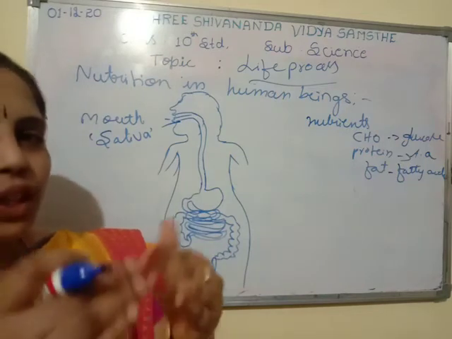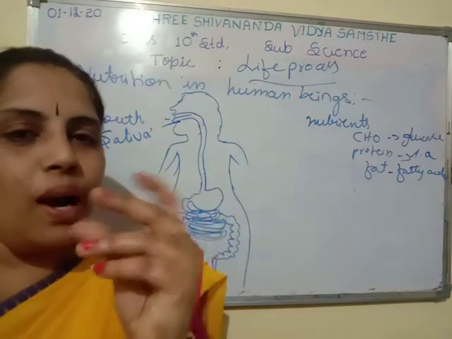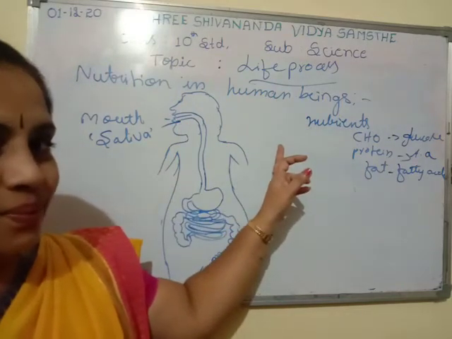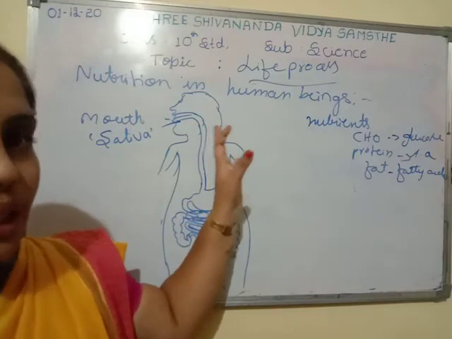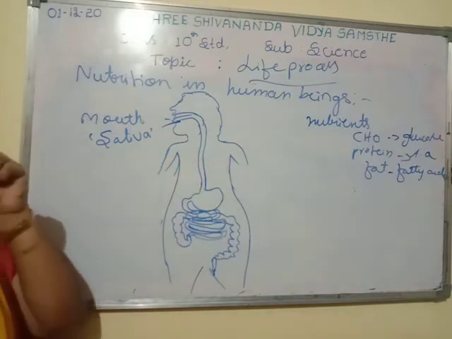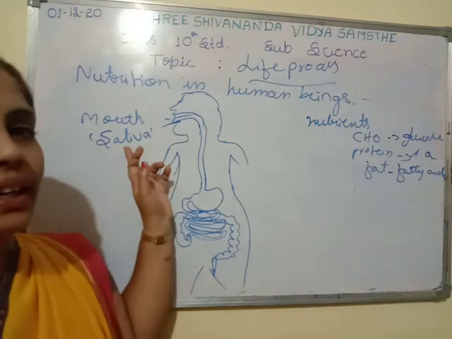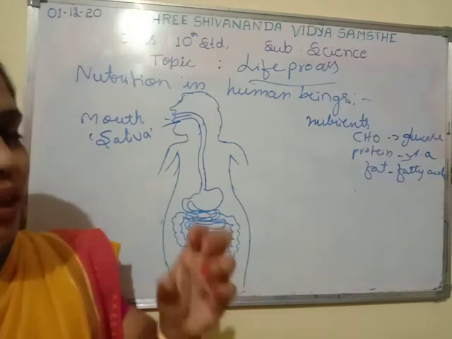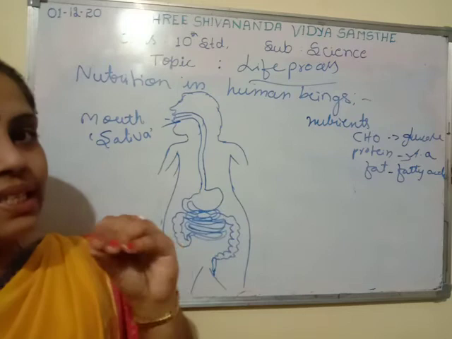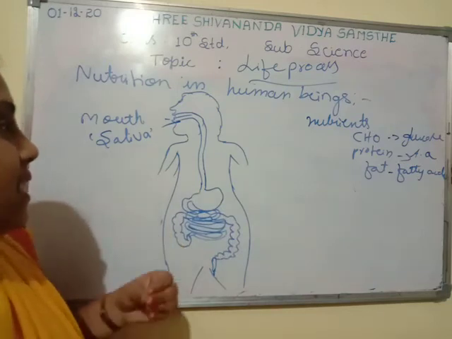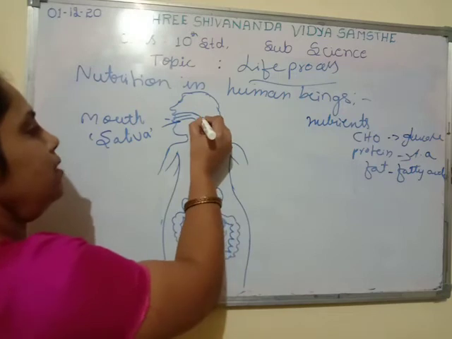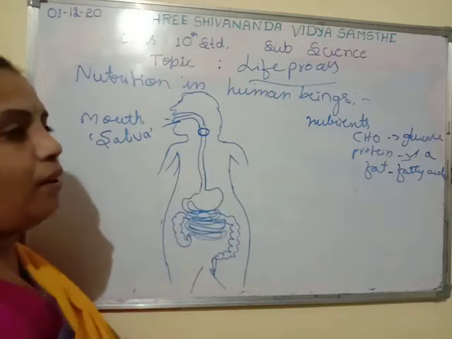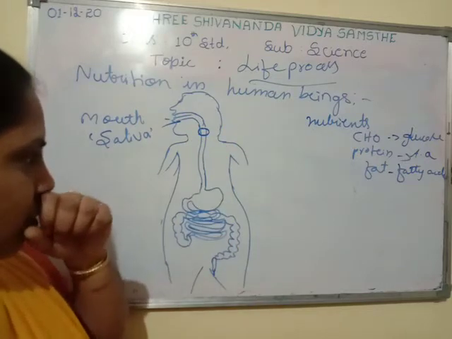This saliva mixes with the food you eat and converts it into a small ball. That ball is known as the bolus. That ball is known as what? Bolus. So what is the function of saliva here? It makes the food very soft and easy to swallow. It makes food soft and easy to swallow. So this is the pharynx. So this is the bolus. Bolus means food particle.